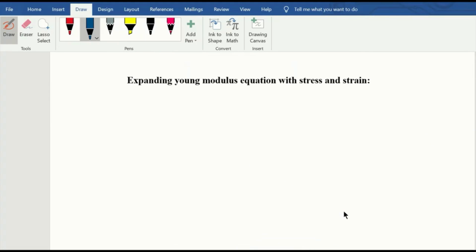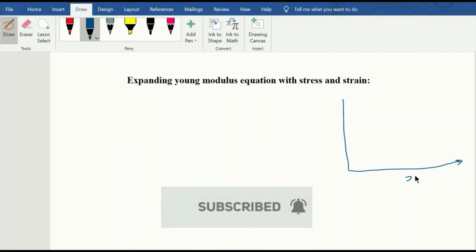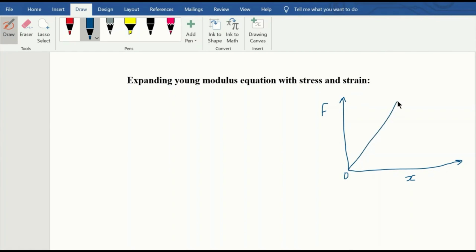Now, I want to expand the Young modulus equation as it relates to stress and strain. But before I do that, I will draw right here a force extension graph. Here is the extension, and here is the force. Now, here's the origin, and the graph can look like a straight line. Then, before you know it, it starts to change behavior. Now, this point right here, before the material starts to bend, is called the elastic limit.